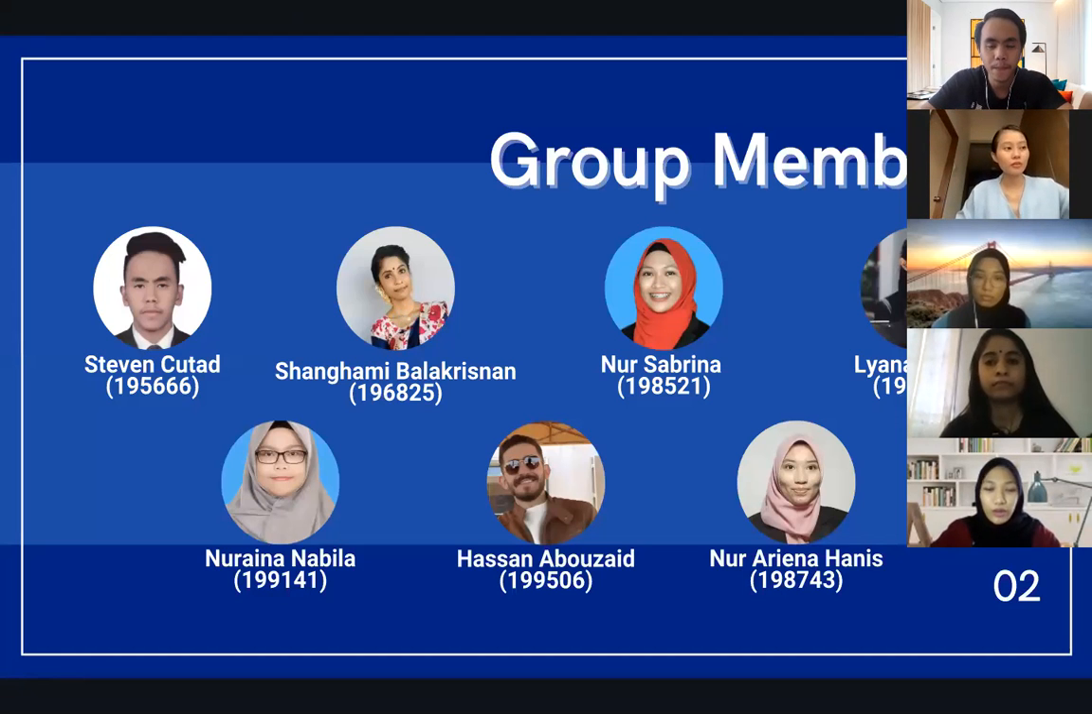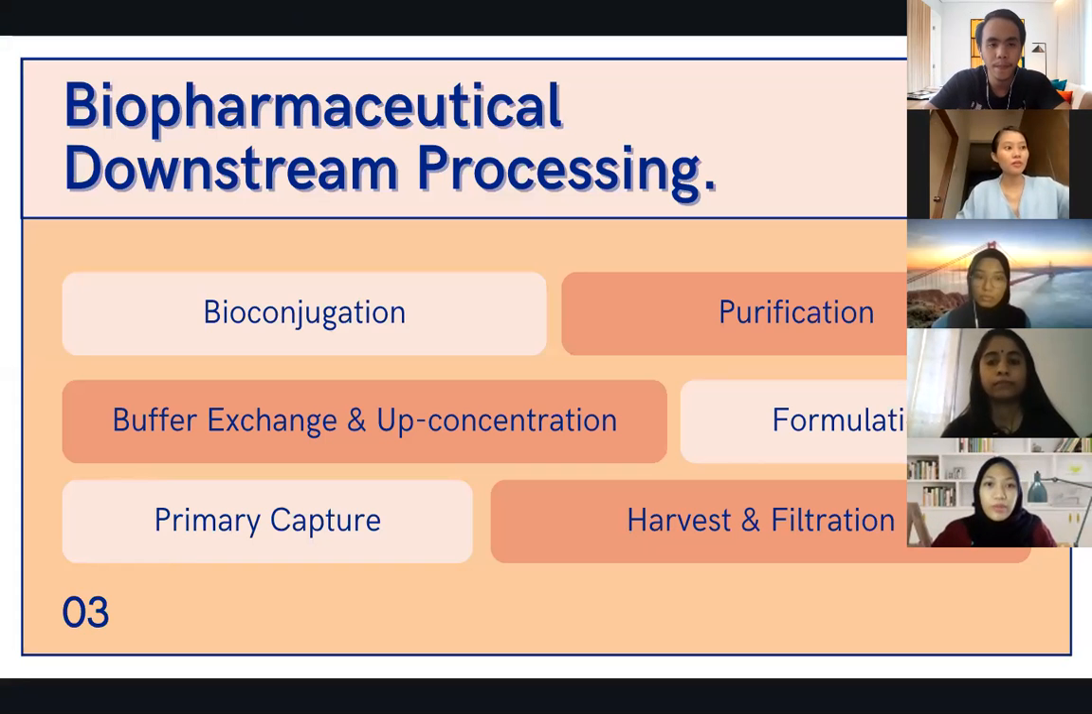These are our group members, and I will start with the introduction. We have chosen biopharmaceutical downstream processing as our application, and there are six steps in this application. The first one is bioconjugation, the second one is purification, buffer exchange and up concentration, formulation, primary capture, and also harvest filtration. Moving on, my group members will explain the methodology of biopharmaceutical downstream processing. I will pass the presentation to Liana.